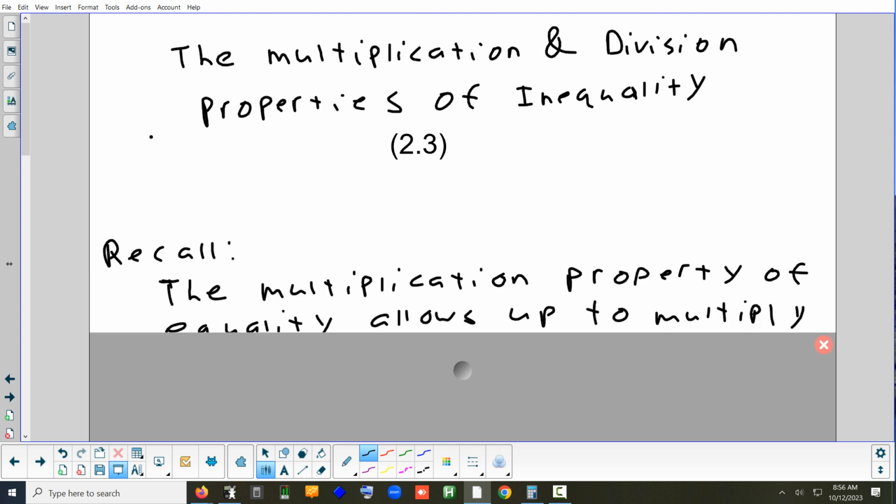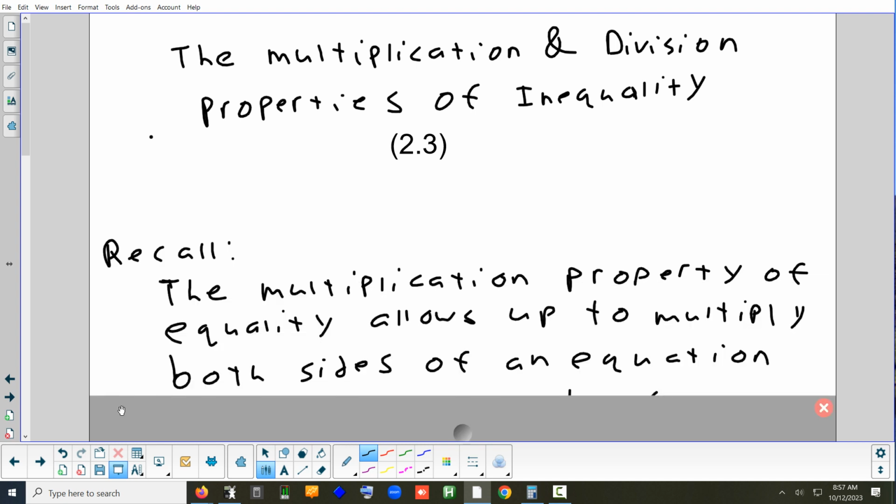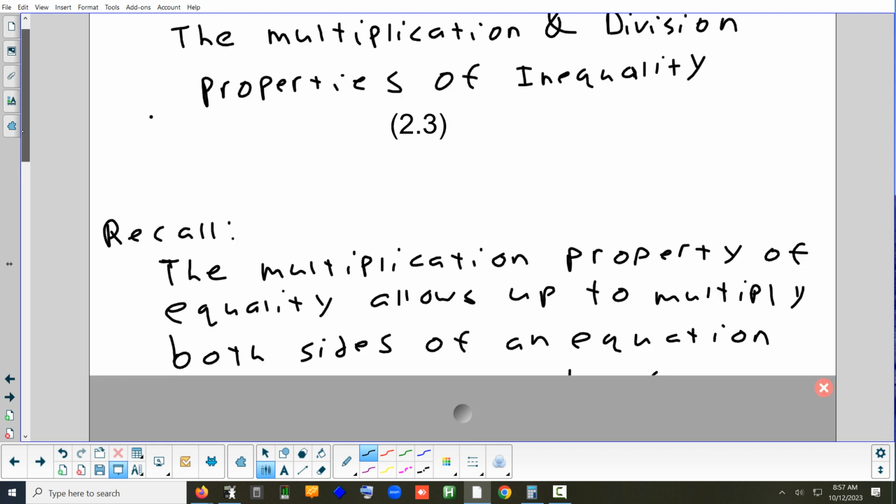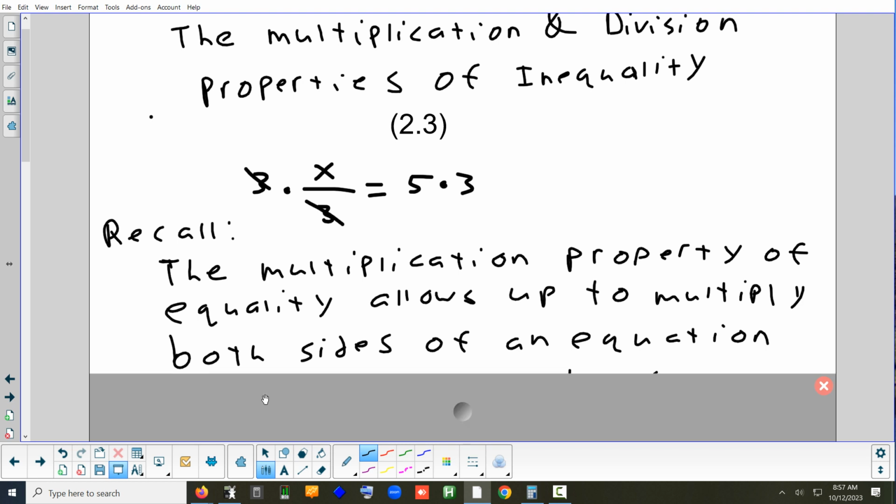All right, just a reminder, you don't have to write this part down. The multiplication property of equality says that if you have an equation, like, let's say x divided by 3 equals 5, you are allowed to multiply both sides of an equation by the same number. In this case, what would you multiply both sides by to solve for x? 3. And then you have a 3 in the top, a 3 in the bottom, and you get your answer, x equals 5 times 3. So we used the multiplication property of equality, and we multiplied both sides by the number 3.